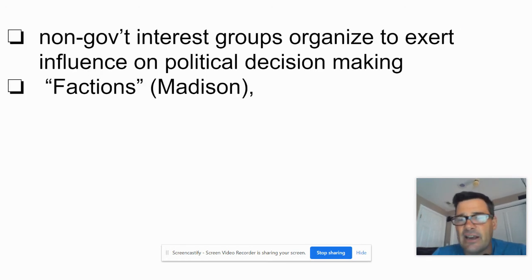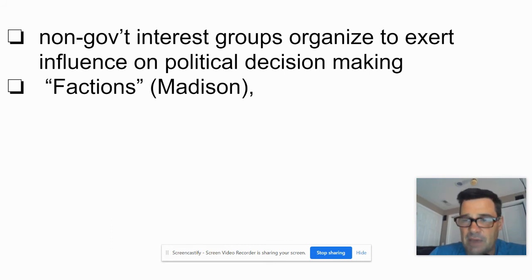So the idea here is that non-government interest groups organize. Okay, so you get a bunch of interest groups that could just be a group who believes in something. Okay, all kinds of interest groups, literally hundreds, thousands of them, to exert influence on political decision making. So interest groups get together to try to influence Congress people and senators and governors, and they try to influence the decisions that are made.